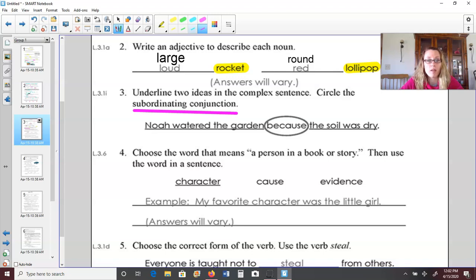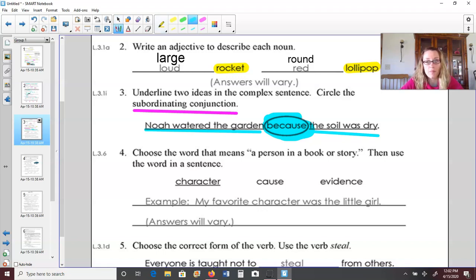Well, first think, what is one thing happening in the sentence? Okay, Noah watered the garden. And then what's another thought or idea that's happening? The soil was dry. So those are two different ideas in our sentence. And then the subordinating conjunction, the word that's joining them, is the word because. That kind of puts those two ideas together. And it's more of a cause and effect sentence now, telling us why Noah watered the garden, because the soil was dry.